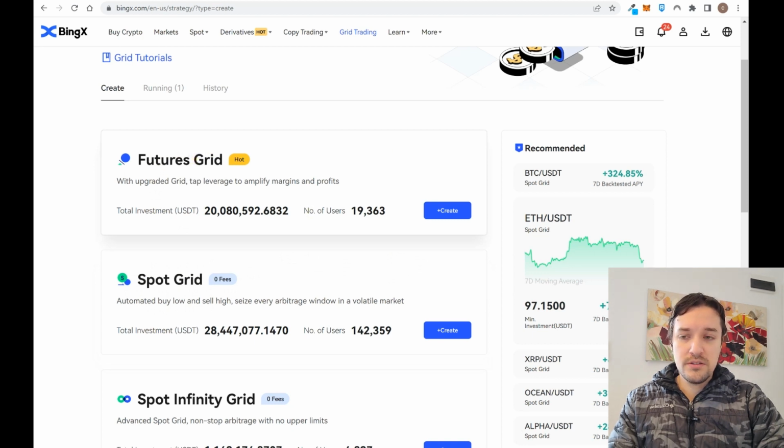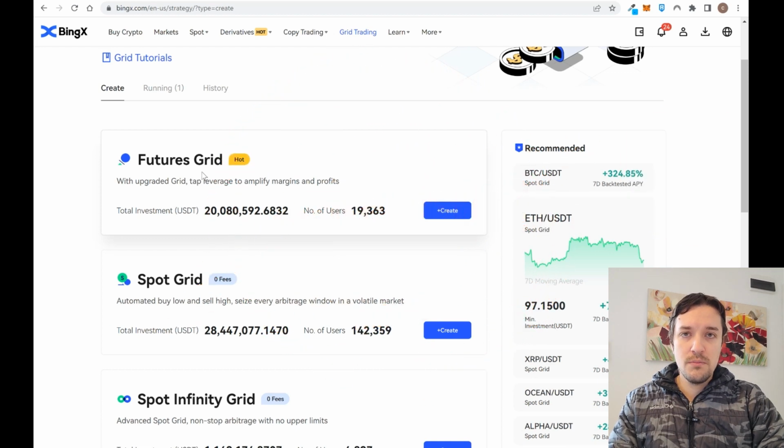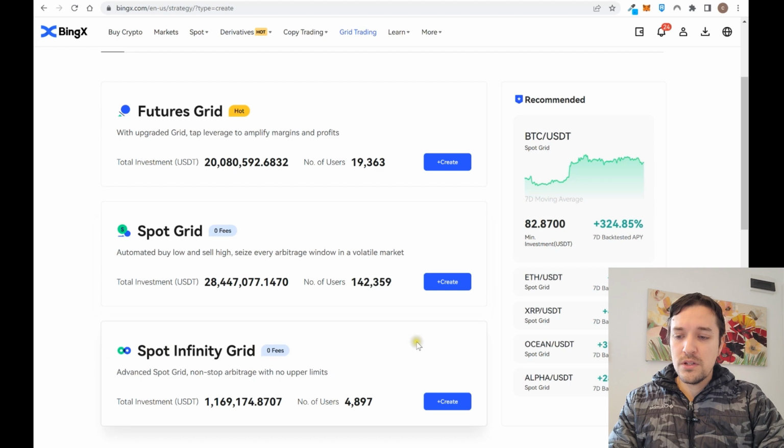What is a grid trading bot? It's a robot that makes profit while the price bounces up and down in a lateral zone. So for example, Bitcoin is bouncing between $20,000 and $25,000. Well, the bot can buy low, at 20,000, and sell high at 25,000, and then buy again. That's it. They also created what is called a spot infinity grid, but today we are going to focus on these two because they are the most popular ones.